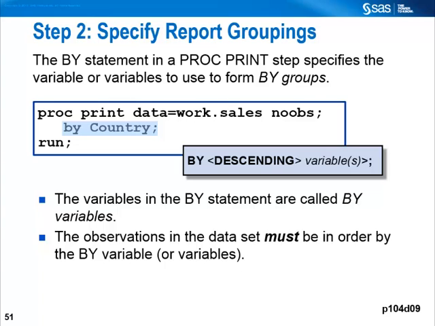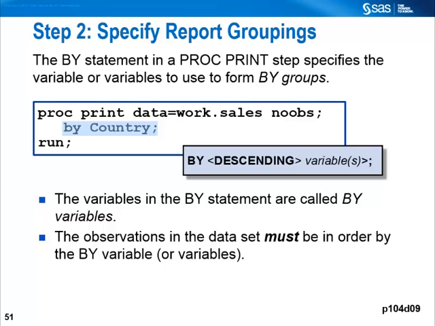Step 2. Specify report groupings. The by statement in the proc print step specifies the variable or variables to be used to form by groups. Proc print data equals work.sales noobs; by country. The variables in the by statement are called by variables. The observations in the dataset must be in order by the by variable or variables.